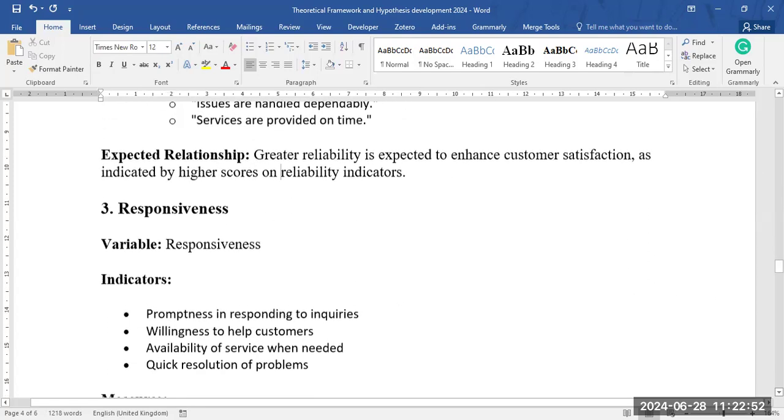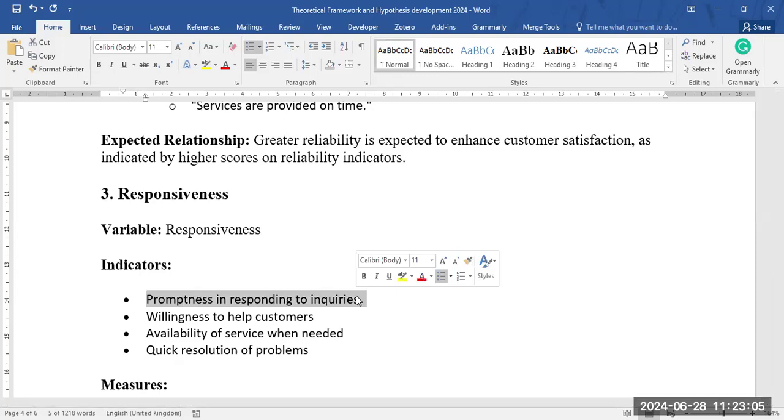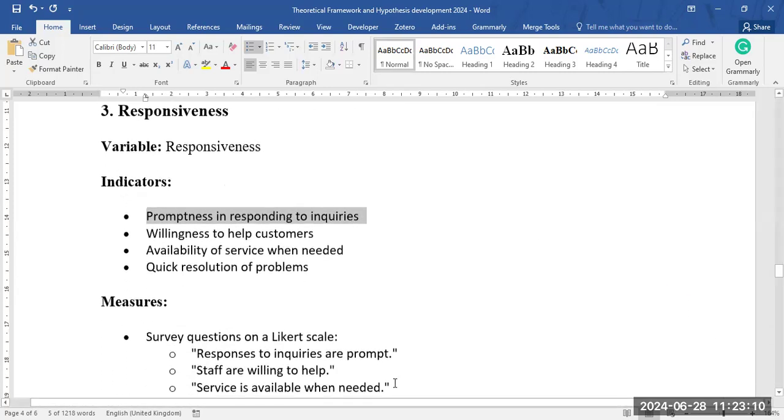And responsiveness is another variable. The indicator is promptness in responding to inquiries. Promptness means that when you write to ask any inquiries, they respond promptly. The question they ask to measure that promptness is: responses to inquiries are prompt. You agree 5, otherwise 1. Willingness to help customers: staff are willing to help. You agree 5, otherwise 1.